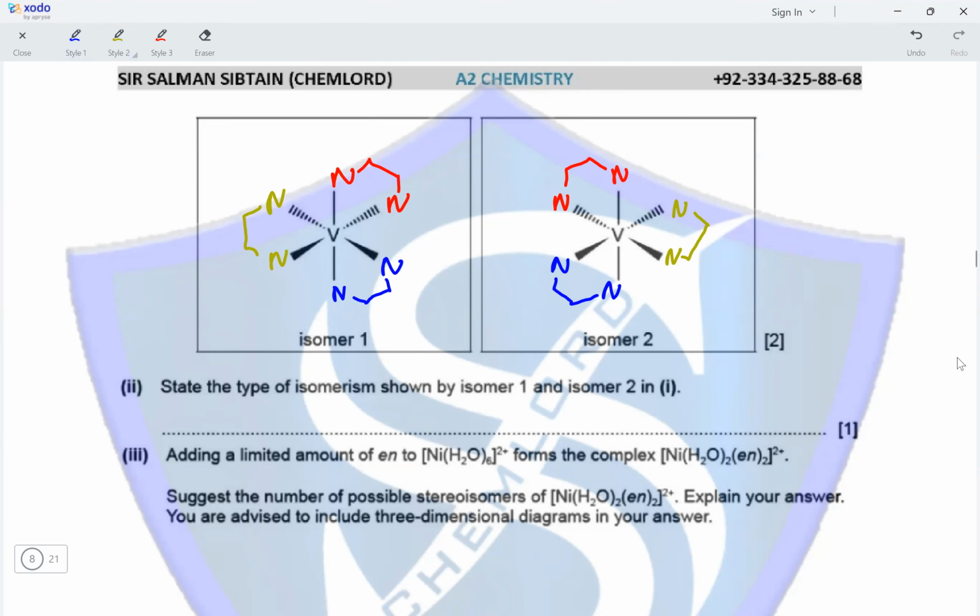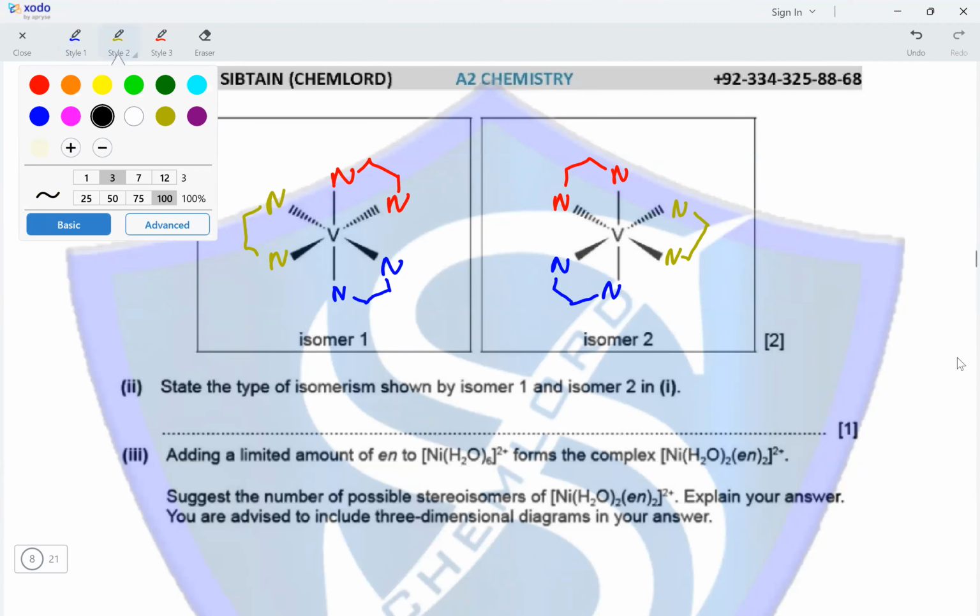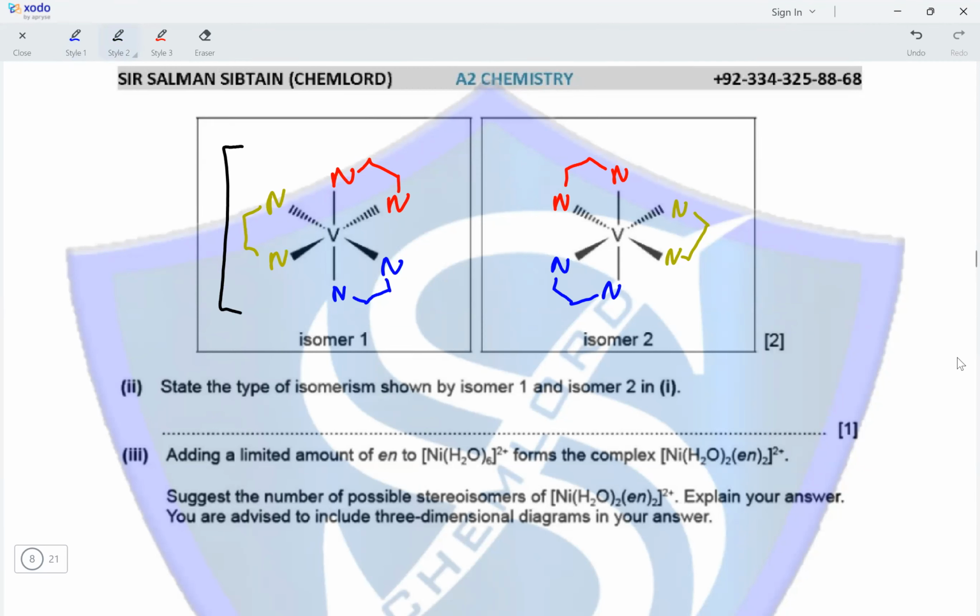But the structure of the complex still remains to be completed by drawing the square bracket and placing the 3+ sign outside of the square bracket. So here we have the two optical isomers of [V(en)3]3+ formed. Next, state the type of isomerism shown by isomers 1 and 2. This isomerism is known as optical isomerism.